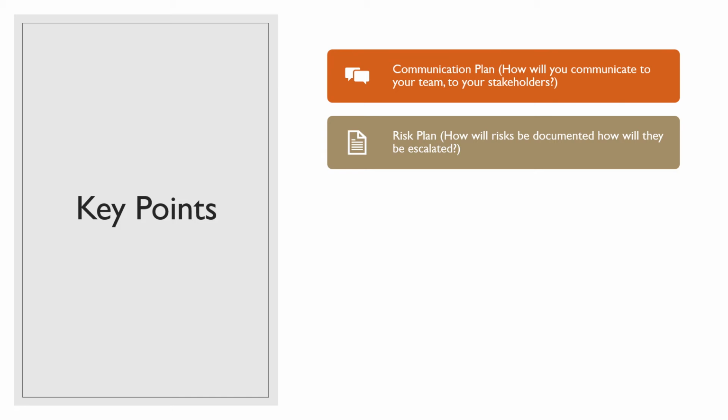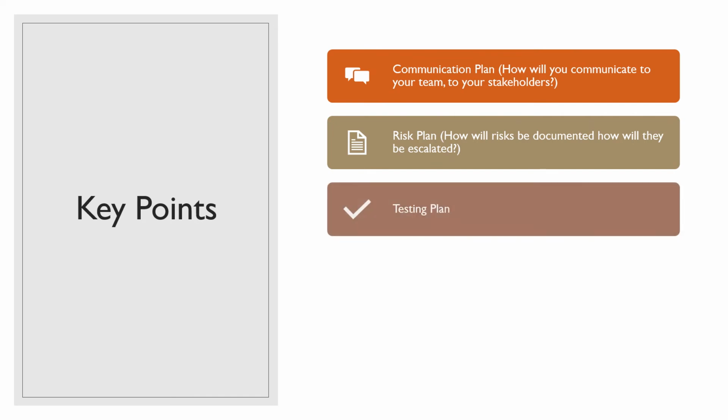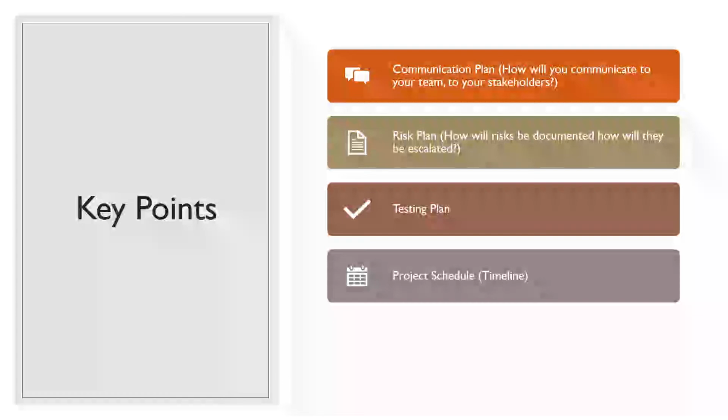The second is a risk plan. Yes, it is important that even if you plan something, you consider the risks, how you will document them, and how you will escalate them. Then the testing plan. Not all that you plan on paper can be right, so it is important that you test it initially and then go ahead with your project. The schedule or the timeline is another important thing to keep in mind. If you do not have deadlines to follow, the project will not be completed on time ever.